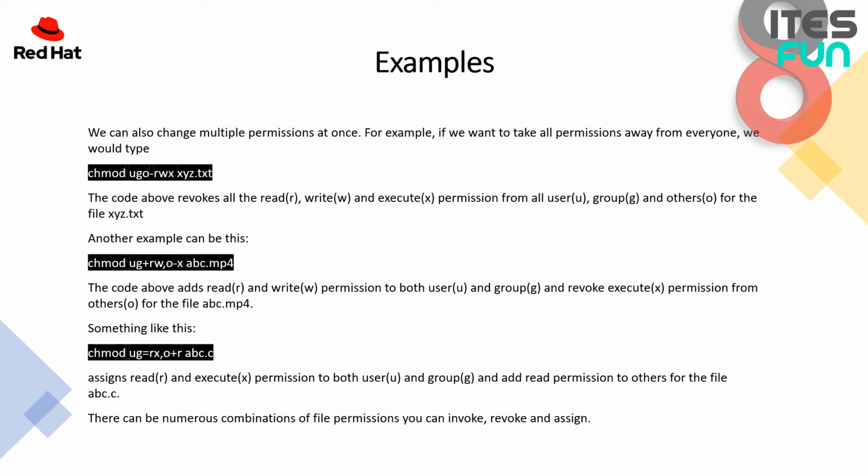Something like this: chmod ug equals rx, o plus r abc.c. It assigns read and execute permission to both user and group, and read permission to others for the file abc.c. There can be numerous combinations of file permissions we can invoke, revoke, and assign.